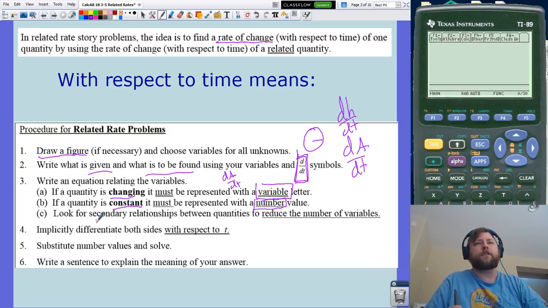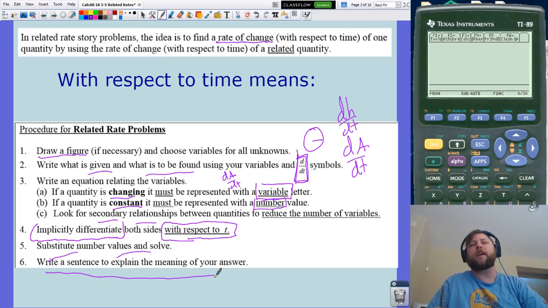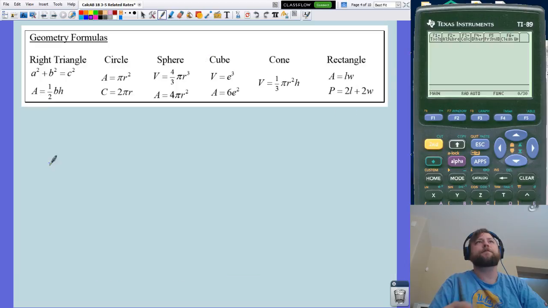And then you sometimes look for secondary relationships, and this is about reading the problem. Sometimes you can actually create a second equation. At some point, we're going to do our implicit differentiation on both sides with respect to t, which is what we learned in the last class. And then we just substitute and solve. Then we usually want to write what it actually means in real words. So let's do an example.